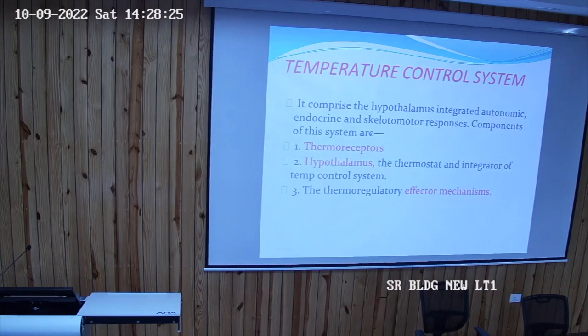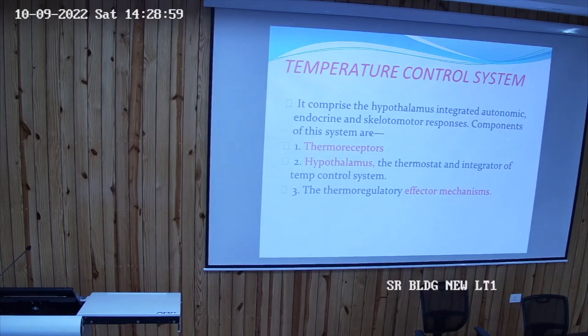These thermosensors or thermoreceptors are present both in the deep or core part of the body, as well as in the skin, the cutaneous thermoreceptors. 90% of the thermoreceptors present on the skin are cold thermoreceptors. They are sensitive towards the cold environment, so they will carry the stimulus or information regarding the cold environment or cold temperature.